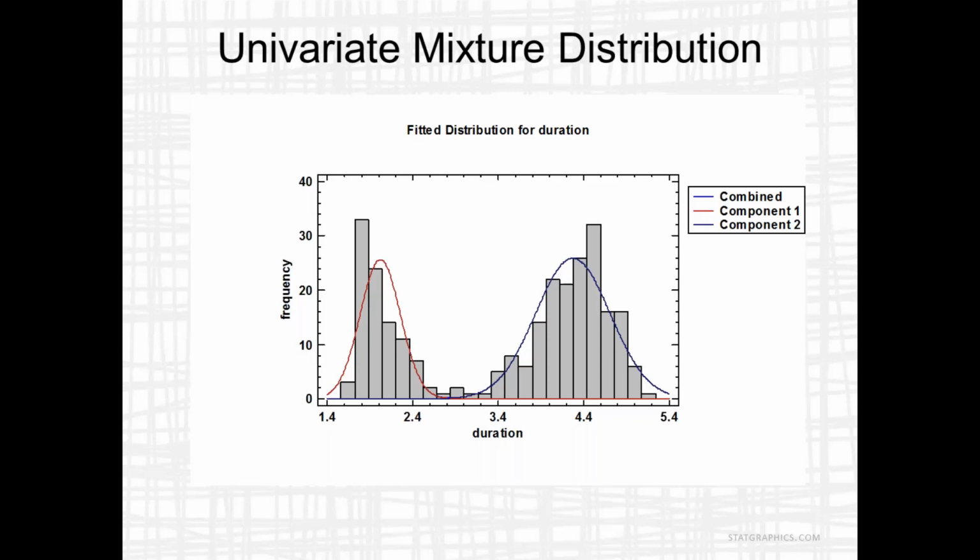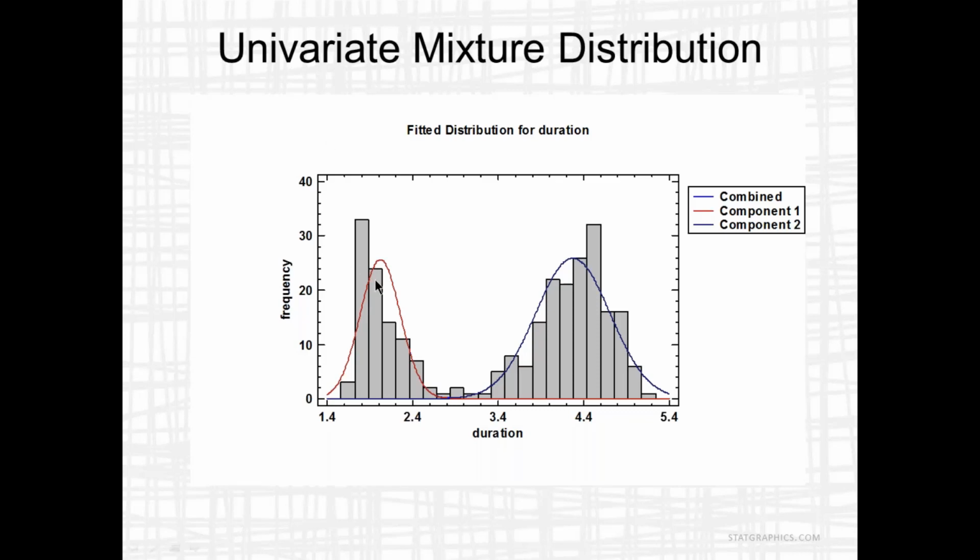Now, basically what you do is you tell it, I think there are 2 modes. And then what the program will do is it will estimate 2 means, 2 standard deviations, and also determine the proportion of the data that goes into each of the 2 components. So it allows us to fit data which we simply couldn't fit with any of those other 45 distributions.